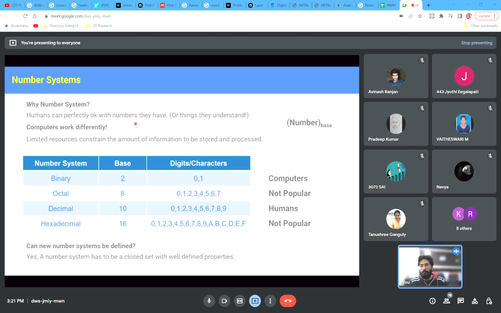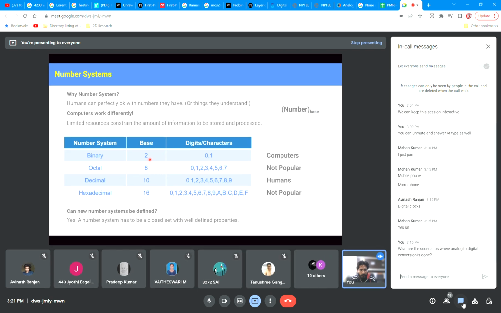So coming to number systems, I have denoted the number systems already here. I would like to know whether these number systems are familiar to you guys. You can just type in this chat box.